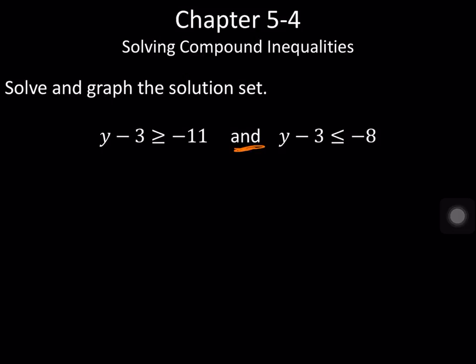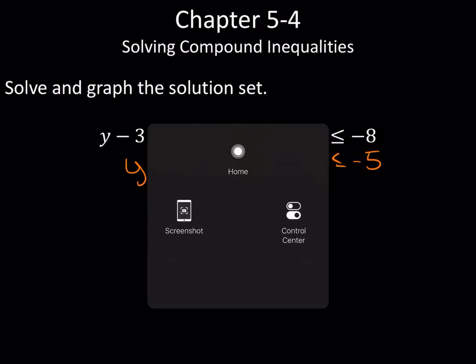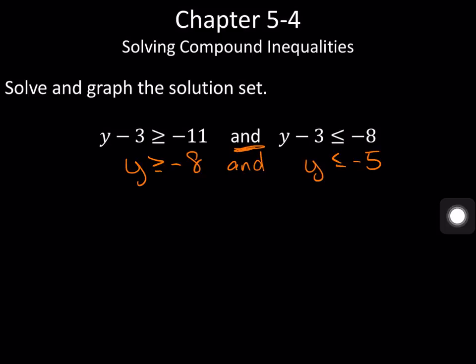But this is one way that you'll see an and. We simply solve both inequalities. So adding 3 to both sides, y is greater than -8, and adding 3 to both sides, y is less than or equal to -5. We're going to graph both of these inequalities on the same number line, and that combined graph will be the solution set.